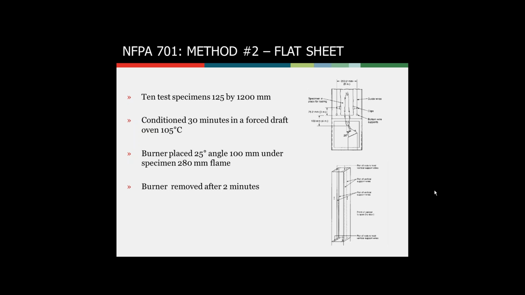The length of the char of the specimen is measured by the length of the specimen minus the length from the top edge of the specimen to the horizontal line above which all material is intact.